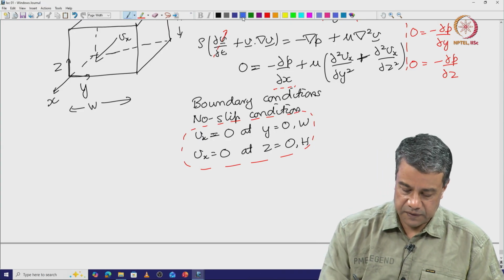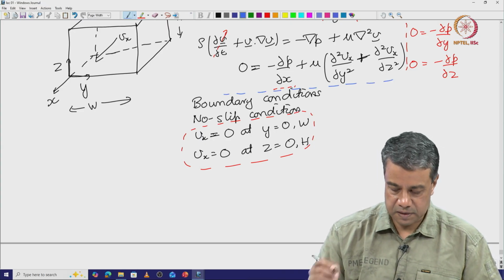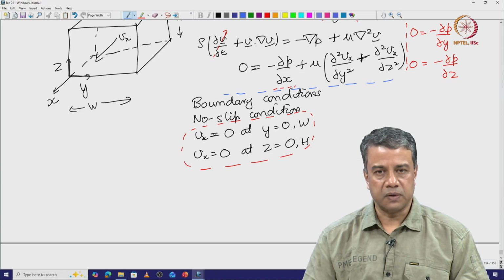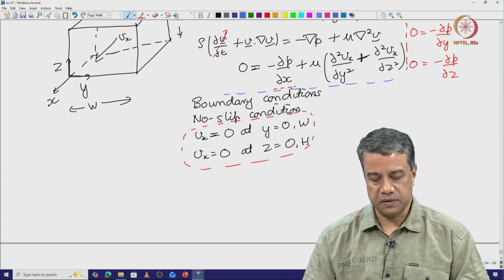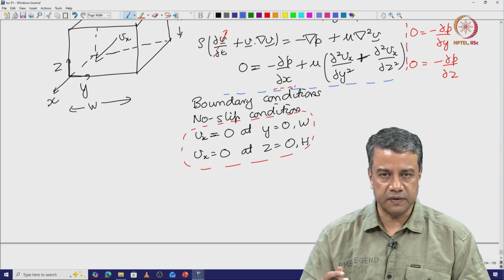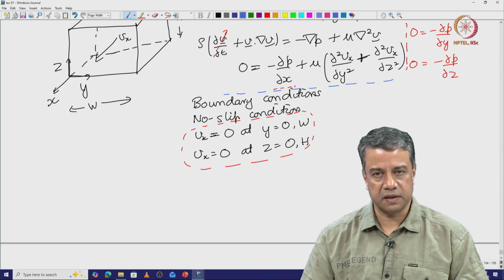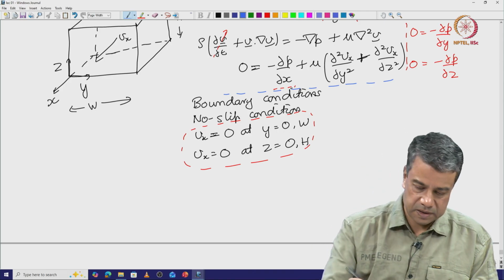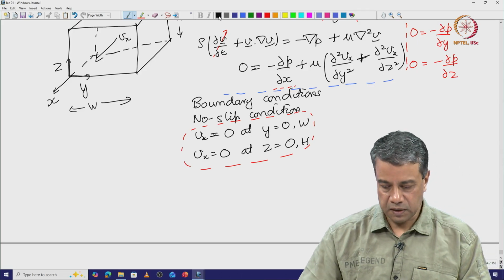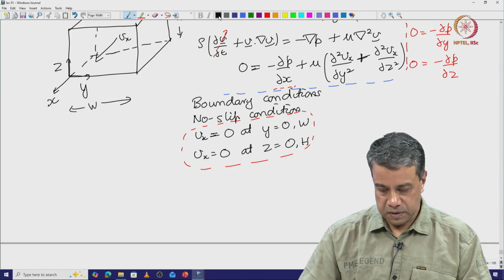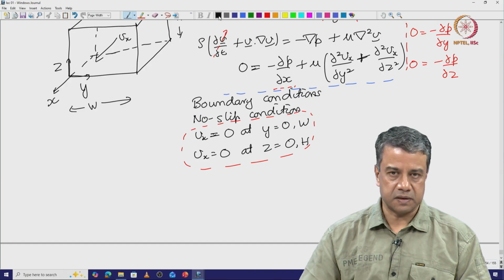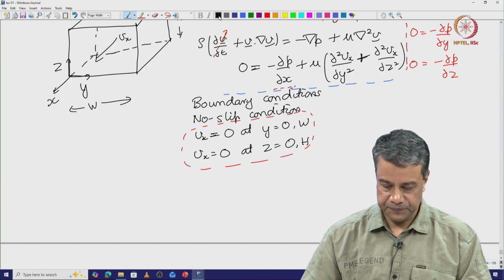You can easily verify that by taking the derivative of this with respect to x. We will get d square p by dx square is equal to 0, because Vx is independent of x. So, therefore, dp by dx is a constant.